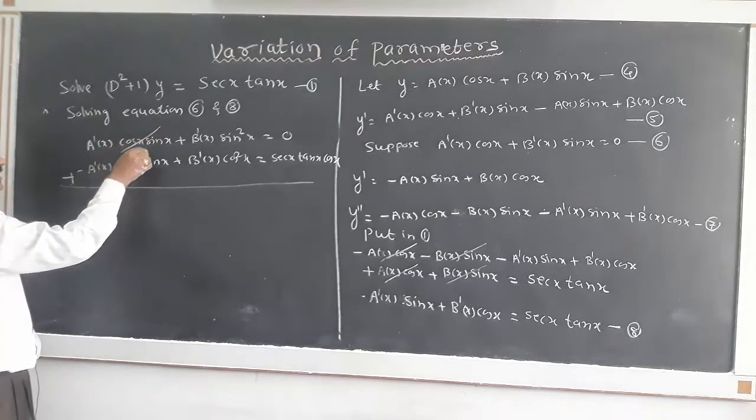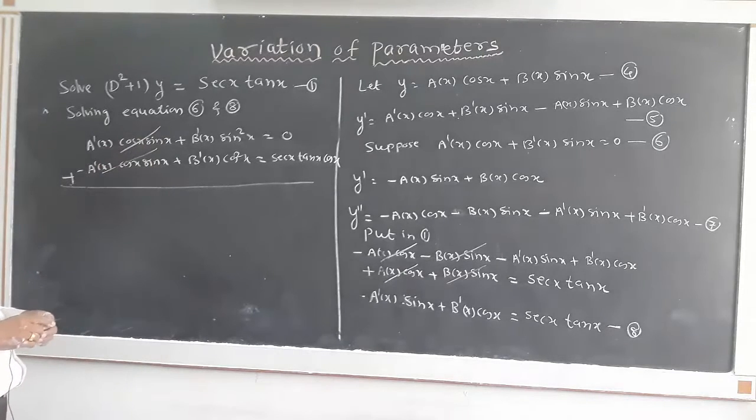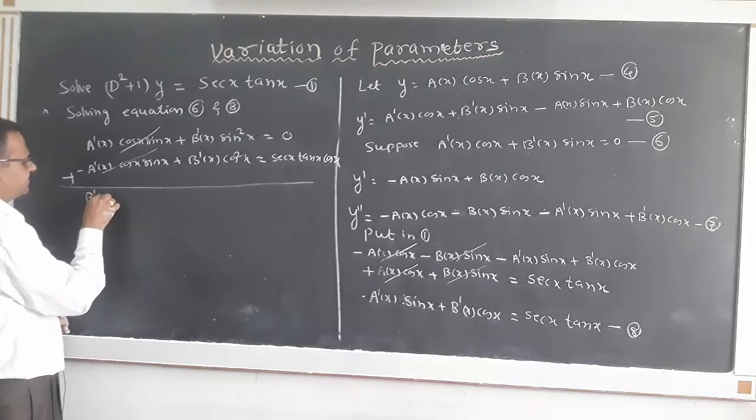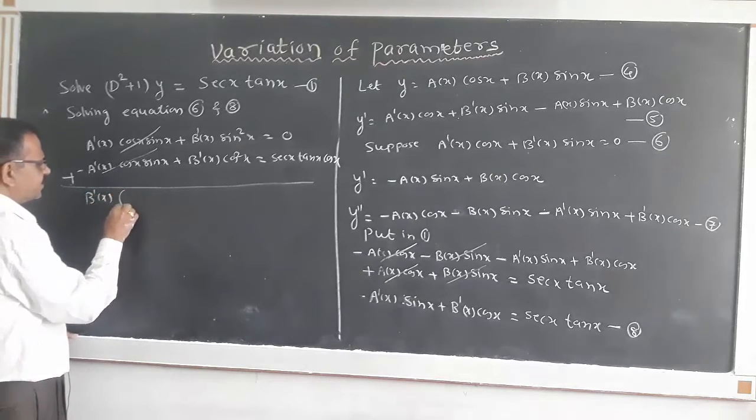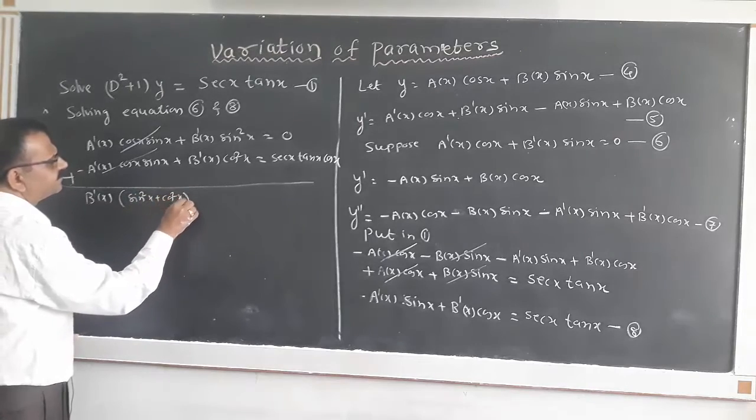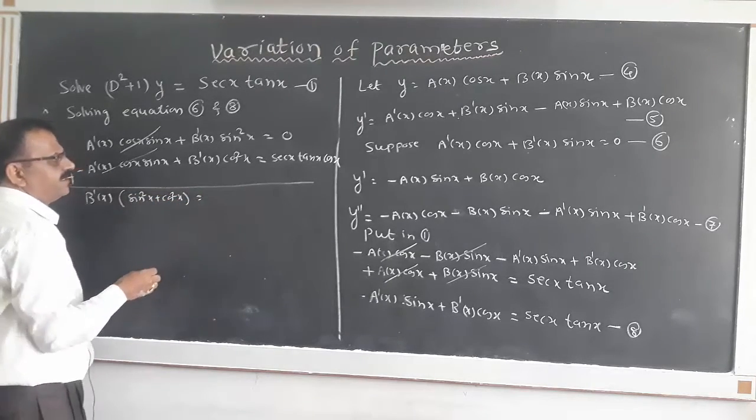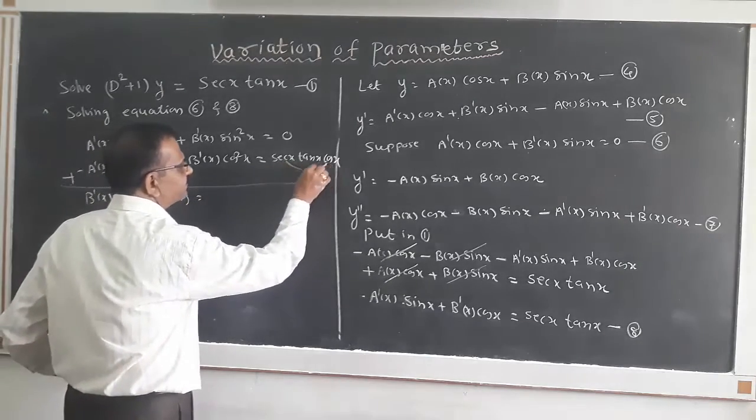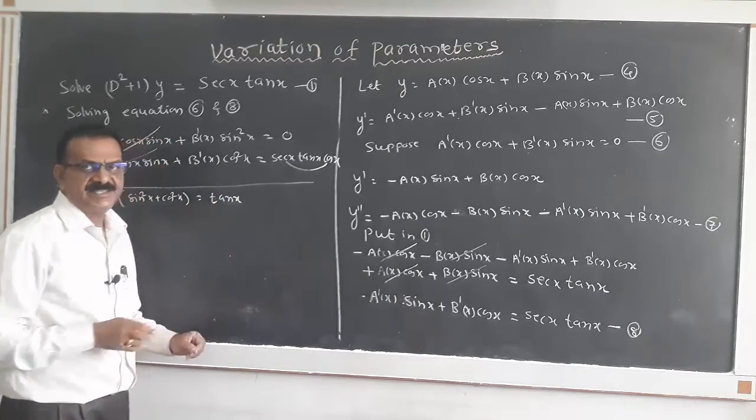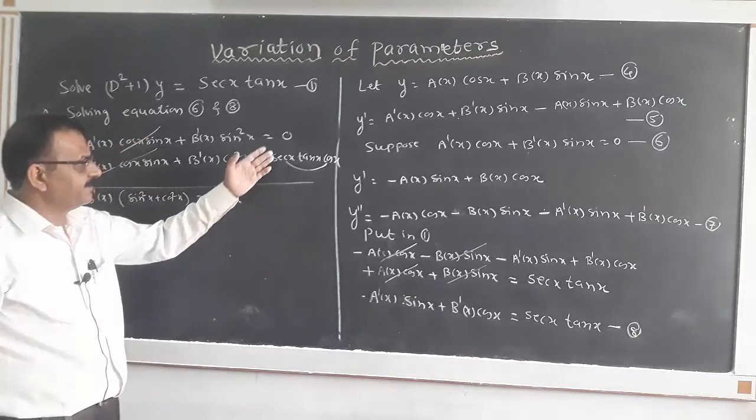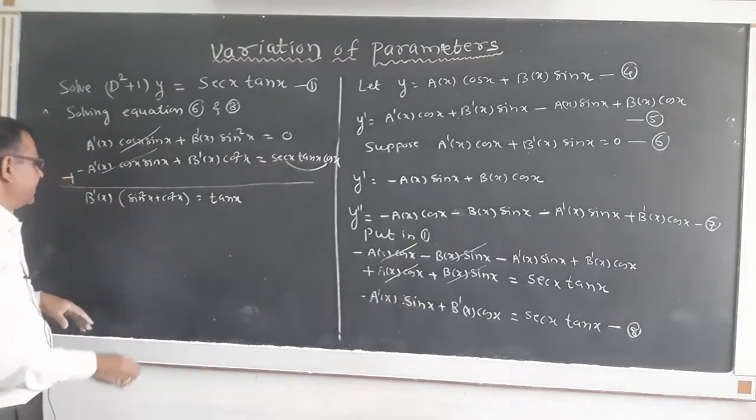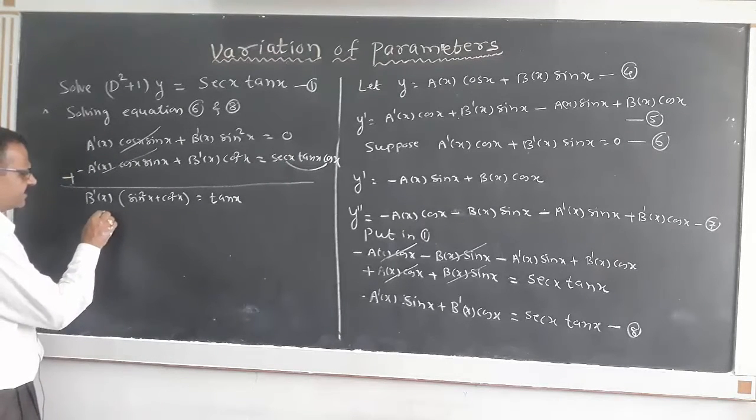Minus a dash x cos x sin x plus a dash x sin x cos x get cancelled, and b dash x into sin square x plus cos square x equal to sec x into cos x. Sec x into cos x is 1, since sec x is 1 upon cos x, the cos x get cancelled and we will get tan x. Therefore, b dash x equal to tan x.